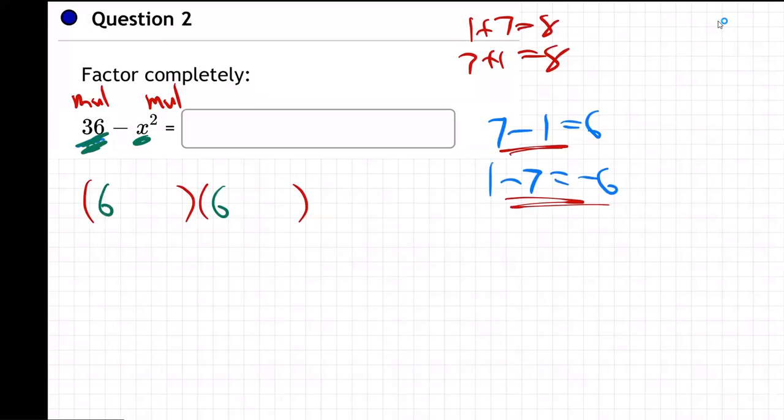And then last times last is x squared. Well, that's going to be x times x. And how do you get negative x squared? 1 positive, 1 negative. And that's it. We're done. It's okay to have the x's in the back. In fact, you must on this one because the order of subtraction cannot be changed. There we go.